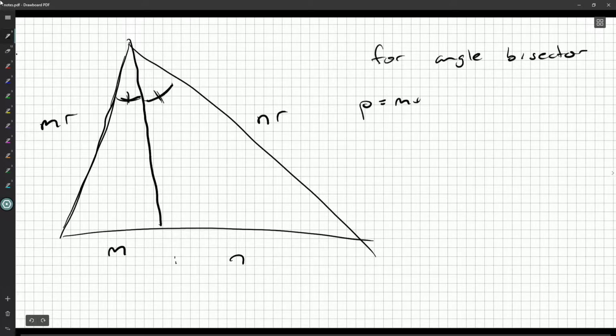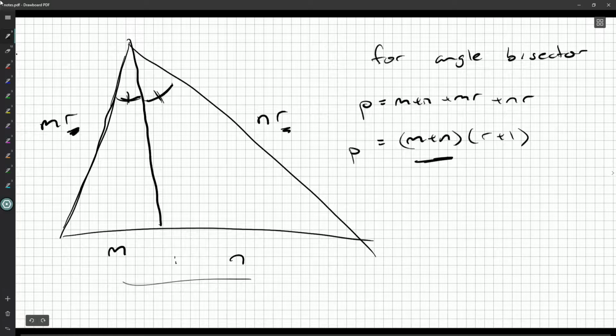So P is m plus n for this side, plus mr. I don't know what r is. r doesn't have to be an integer, but it will at least have to be rational. Because I can take out a factor of m plus n times r plus 1. m plus n is an integer. P, we're concerned with integer values of P. And then r plus 1 need not be an integer, but it will definitely be rational.